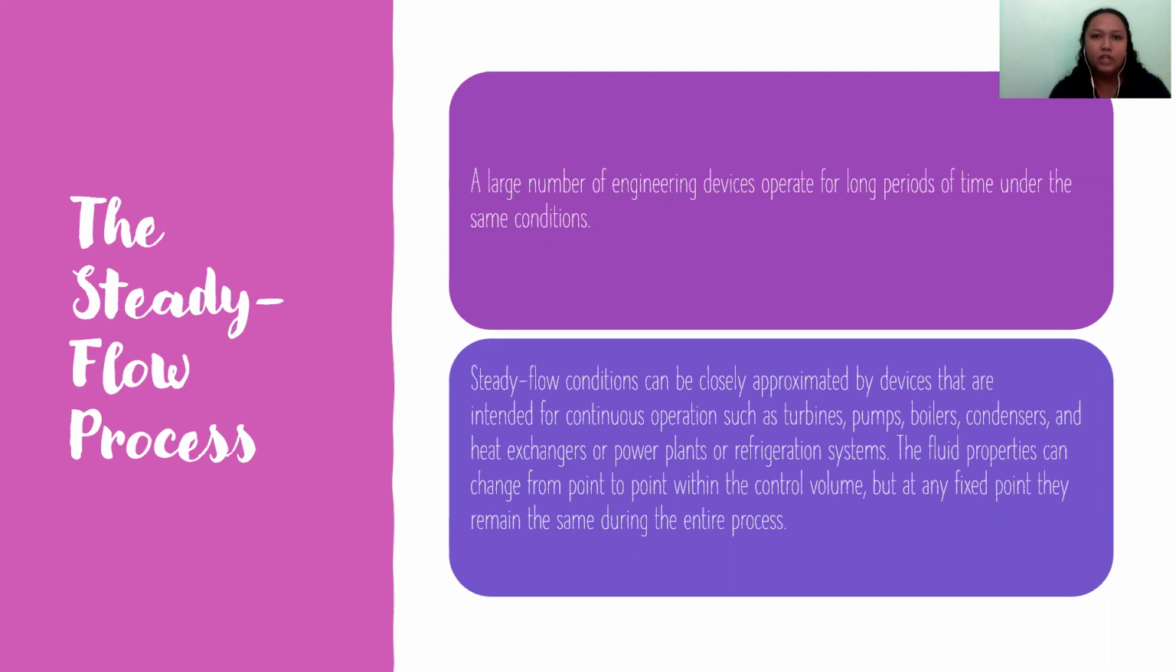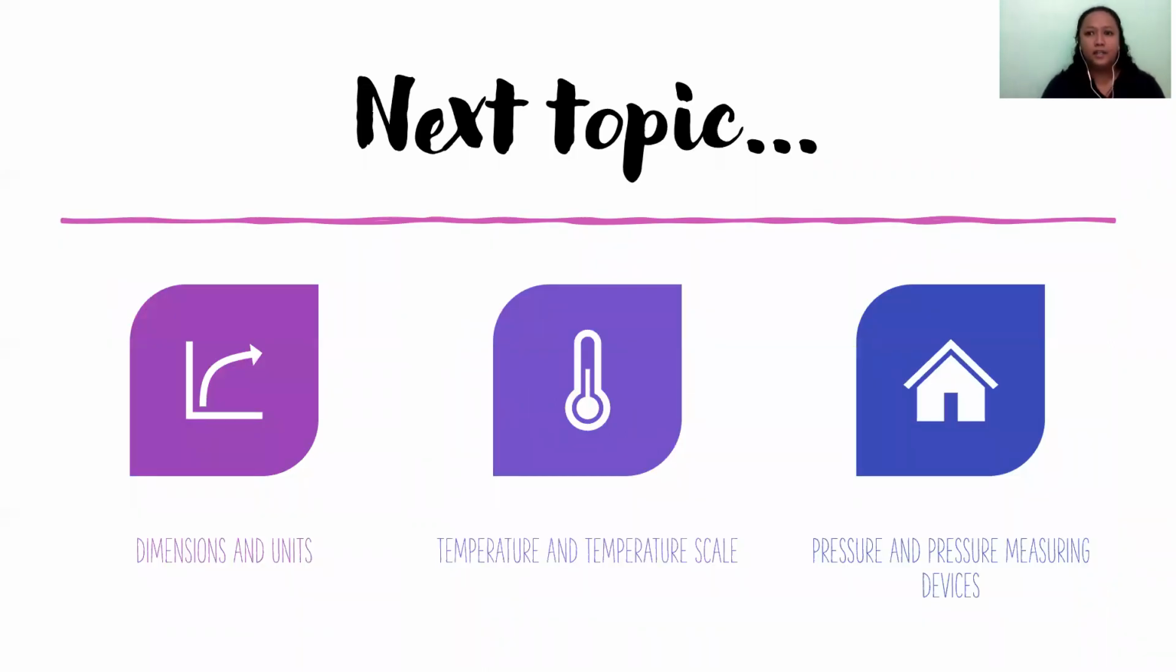Also pumps, which you see in your homes if you have water pumps. From point 1, from the ground, to the tank, and to your faucet. So, our processes there are steady flow. Okay? And also in thermodynamics, we have boilers and condensers. The fluid properties can change from one point to another within the control volume, but at any fixed point, they remain the same during the entire process. Okay. So that's all for our first topic here in thermodynamics.